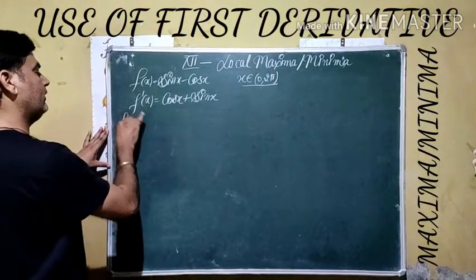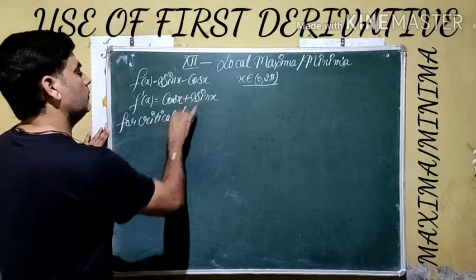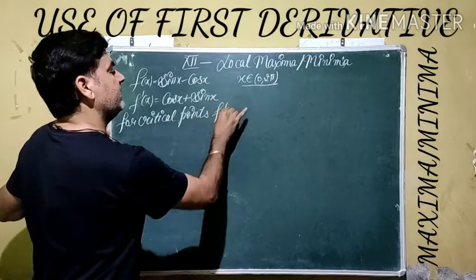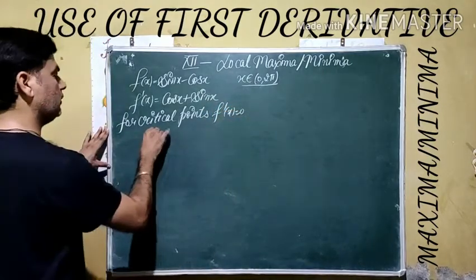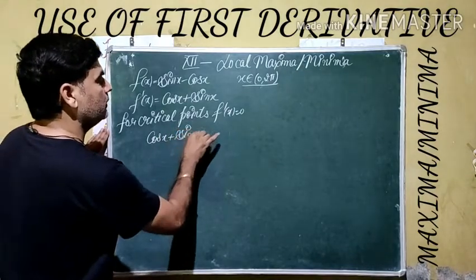Next step, for critical points, we have to take the first derivative as 0. For critical points, our condition is to take the first derivative as 0. Meaning cos of theta plus sine of theta, meaning cos x plus sin x is equal to 0.